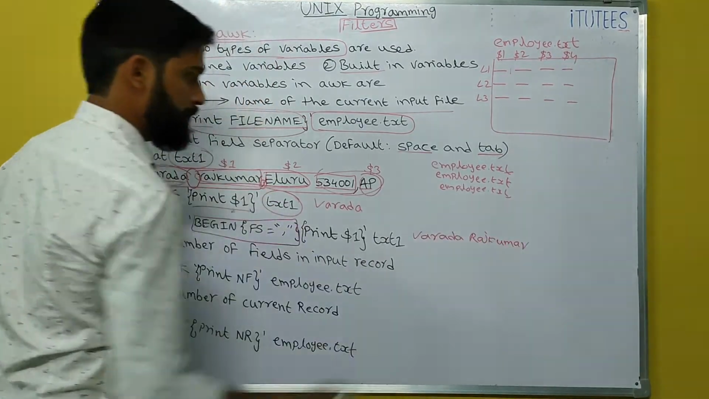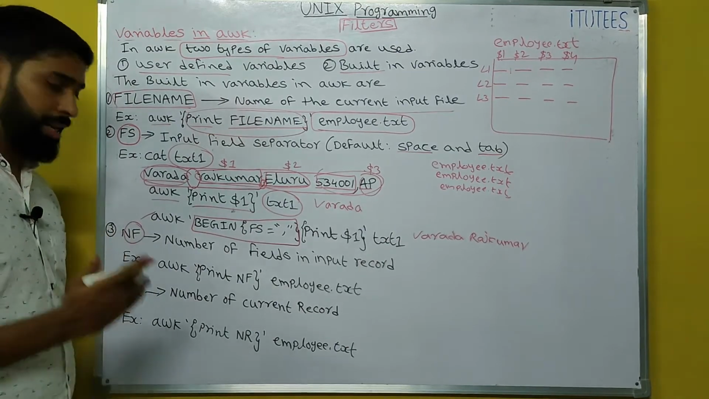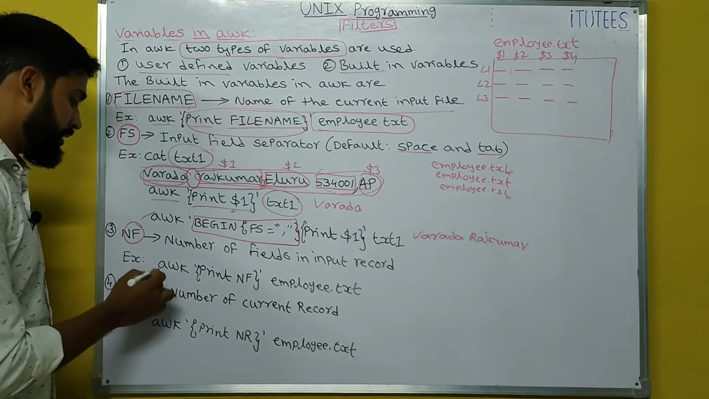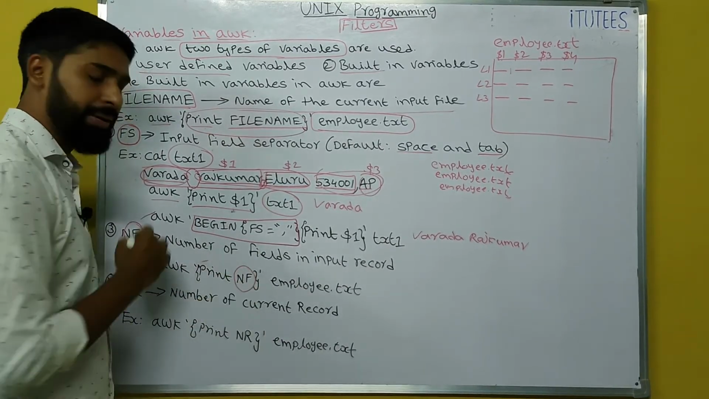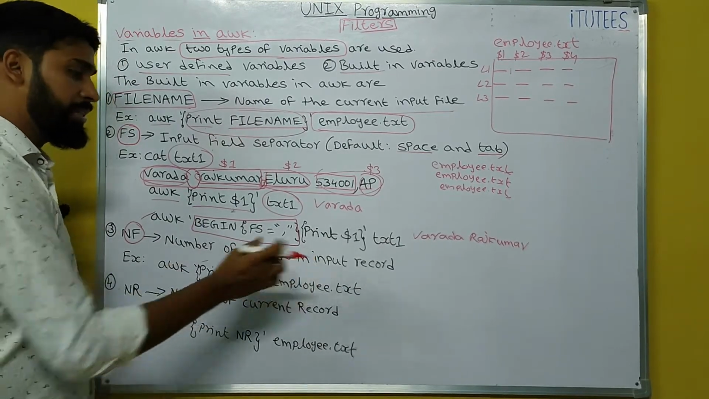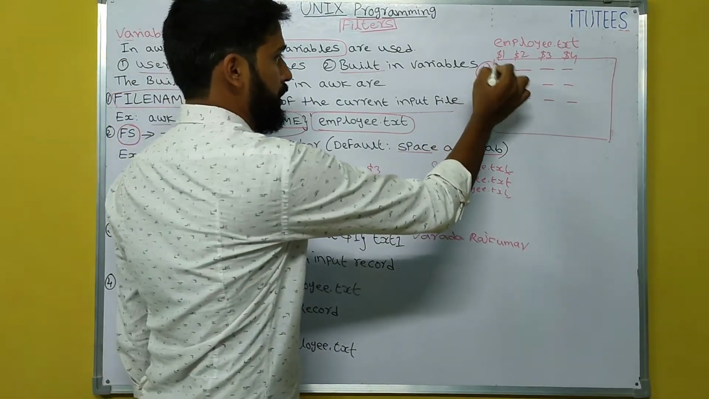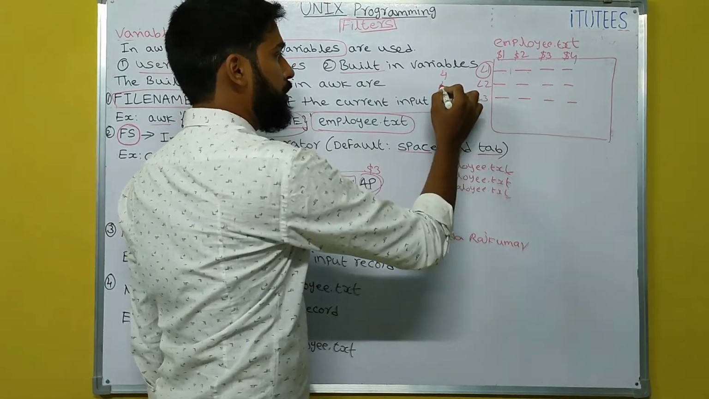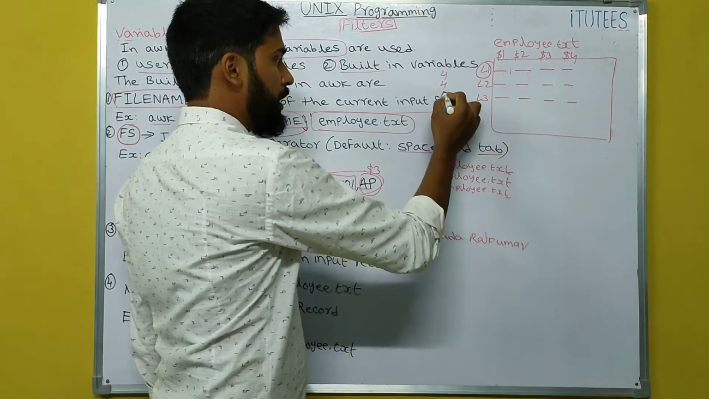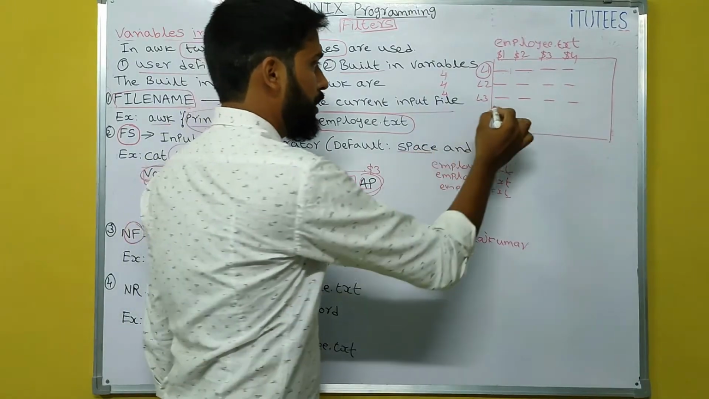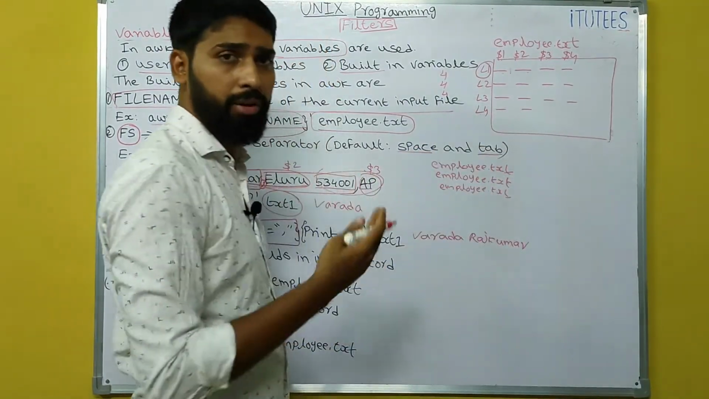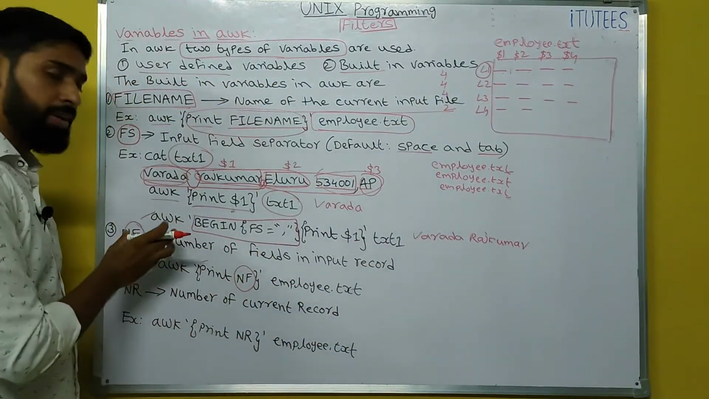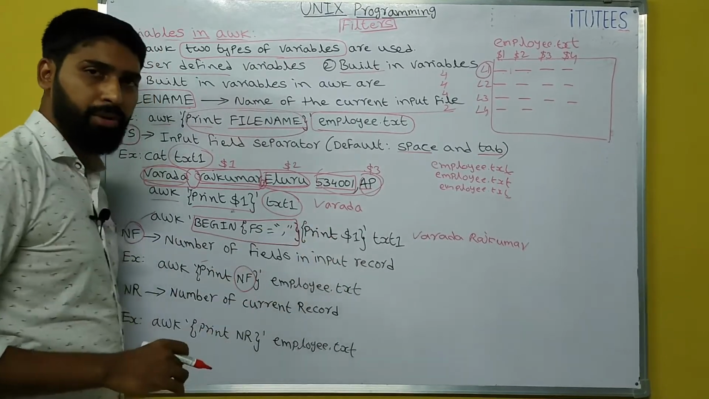Okay. So next variable is NF. NF means number of fields in the input record. So awk print NF. So it goes to the first line. How many fields? 4. So it prints 4 as output. In the second record, 4. So it prints 4 as output. In the third record, 4 fields. It prints 4 as output. If for example, the record 4 contains only 2 fields, then it prints the output 2. Okay, that is the purpose of NF. NF means number of fields in the input record.